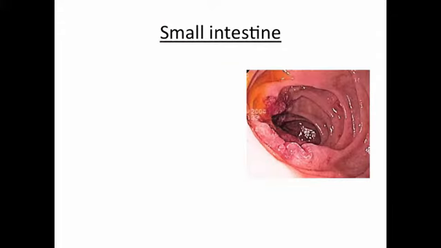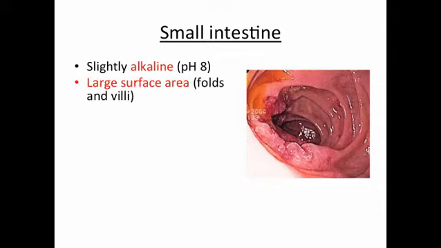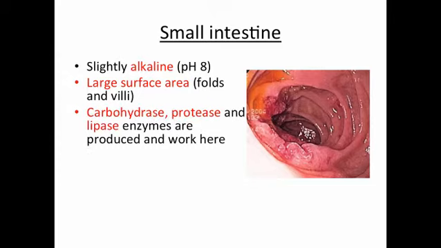Next, the small intestine. The small intestine is where all of the products of digestion are absorbed. Now also, there are many enzymes which work here. The small intestine has a slightly alkaline pH. So your food comes from the acidic pH of the stomach down into the small intestine where it's more alkaline. The small intestine has a very large surface area. It's got folds, as you can see in this picture from an endoscopy. You can see the kind of ridges in the sides of the walls there, and it's also got villi. We'll have a look at those in a moment.